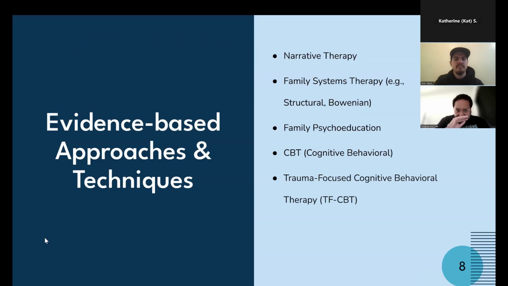So the evidence-based approaches and techniques. Some of the evidence-based approaches that we found that some sober living environments use are narrative therapy, family systems therapy, such as Bowen or structural, family psychoeducation, which is a really big piece, CBT, which is cognitive behavioral therapy, and also trauma-focused cognitive behavioral therapy, which is the TF-CBT piece.